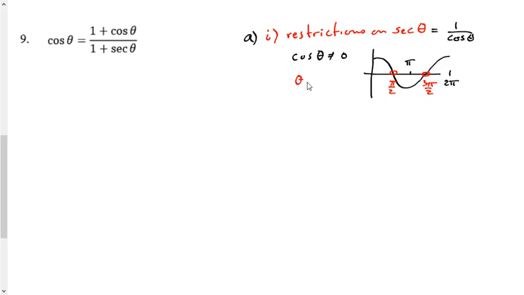So I'll say that theta cannot equal pi by 2 plus k pi, because again, the distance in between these two is pi radians. And if I went another pi radians, I'd be reaching another 0 over here. So all of my zeros on the cosine function are pi radians apart.